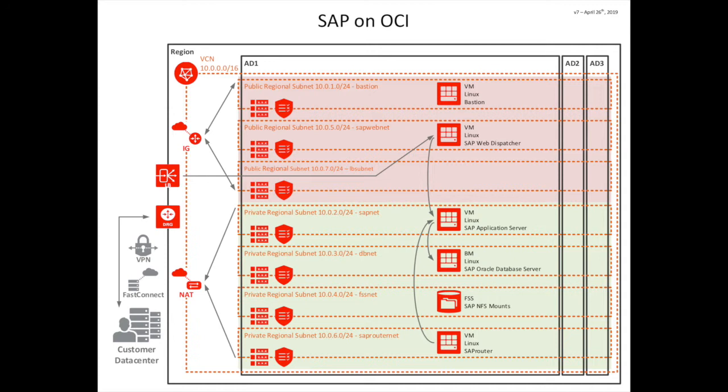On the private subnets, we have our SAP application server, our SAP Oracle database, our SAP router, and our FSS services to support an NFS file system share among the services. Let's switch screens and I'll show you how we can deploy the SAP infrastructure in OCI.